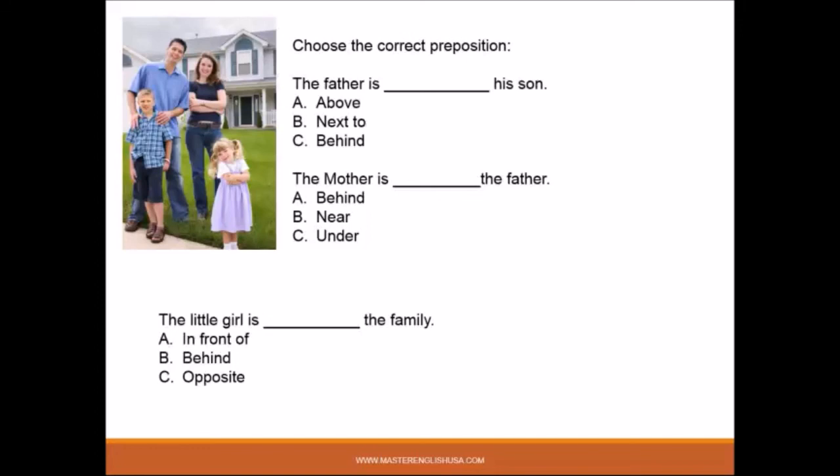The little girl is in front of the family, the little girl is behind the family, or the little girl is opposite the family. Which preposition would you choose? I would choose A, in front of. The little girl is in front of the family.